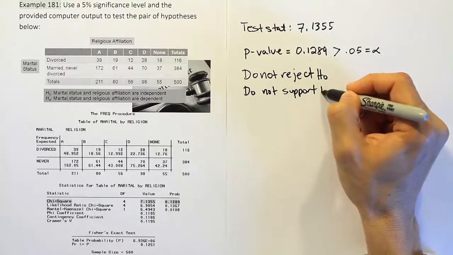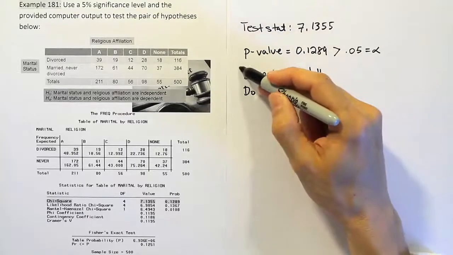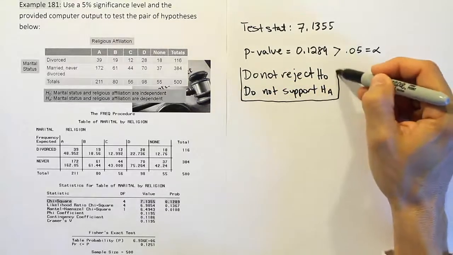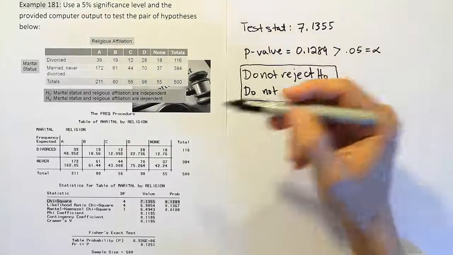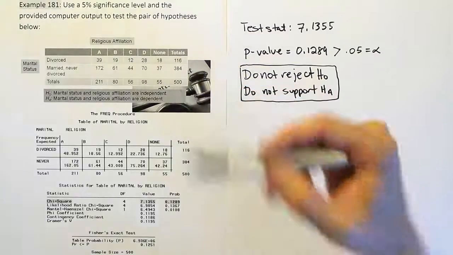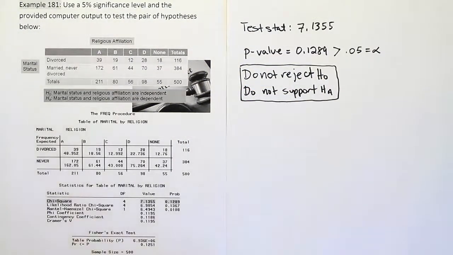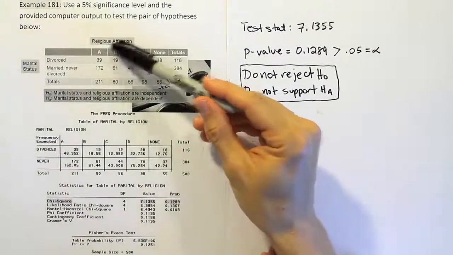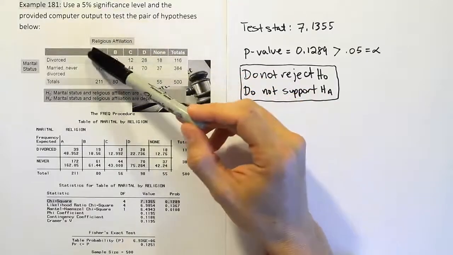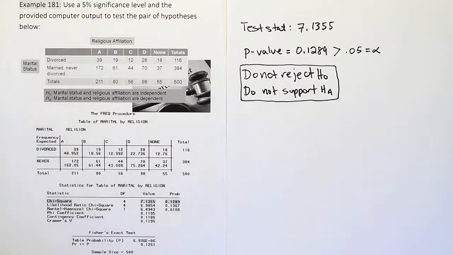Do not support HA. And if you think about that pair of conclusions, what we're saying here then is that we can't reject the idea that they're independent or unrelated. And so it seems like, regardless of your religious affiliation, it does not seem to affect your likelihood of being divorced or married in the first place. All right, so that's essentially the results of the problem.